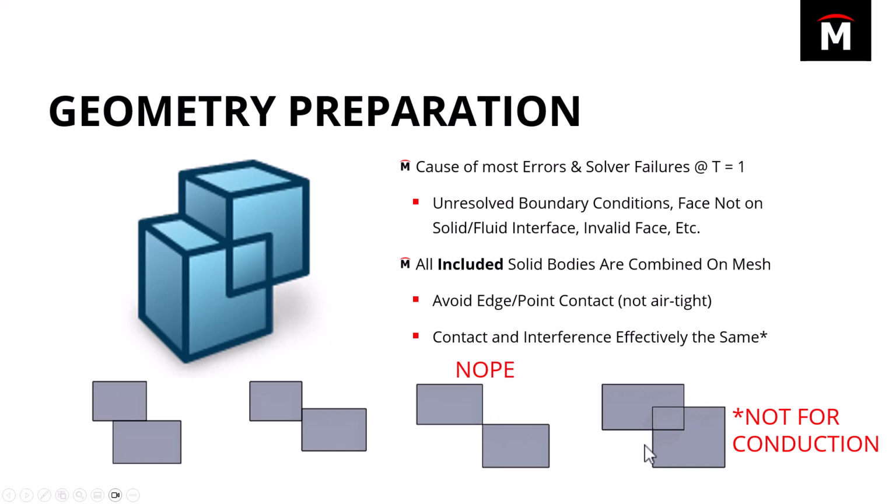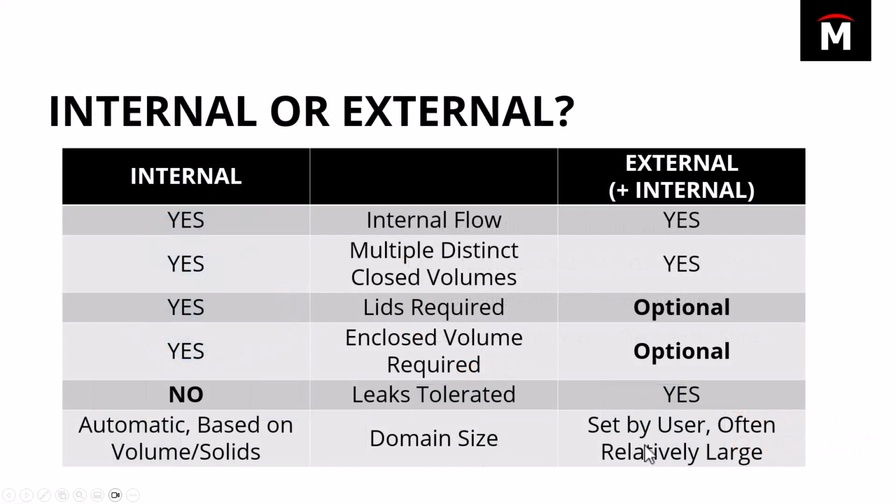And specifically, we care about closed volume for internal studies. So an internal study does internal flow only. Internal and external is both. So it only says external, but it's actually internal or external. You can have multiple closed volumes, but the big key here is that for internal studies, you must use lids, you must enclose the volume completely, and you must not have leaks. If you have leaks, you have a problem, you'll have errors, and that's kind of what the geometry preparation is all about. External studies are just so much more tolerant of problems.